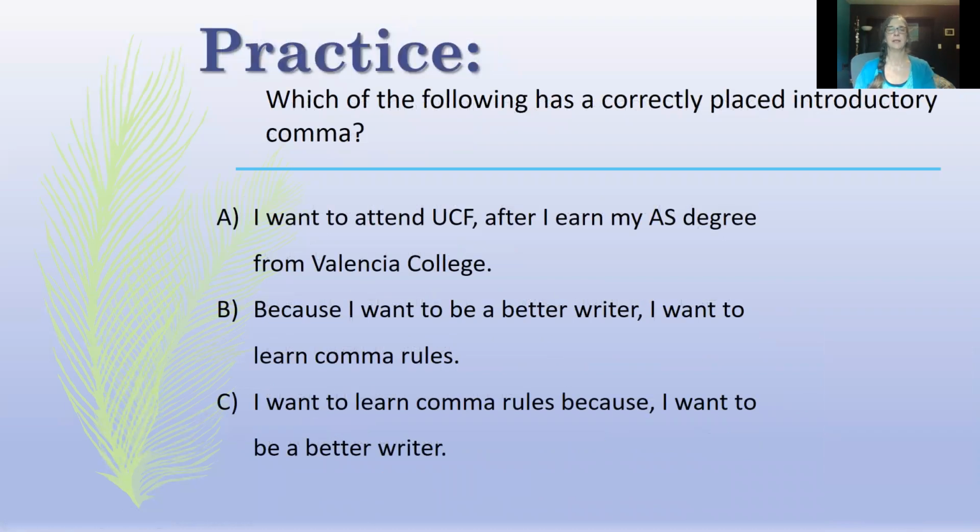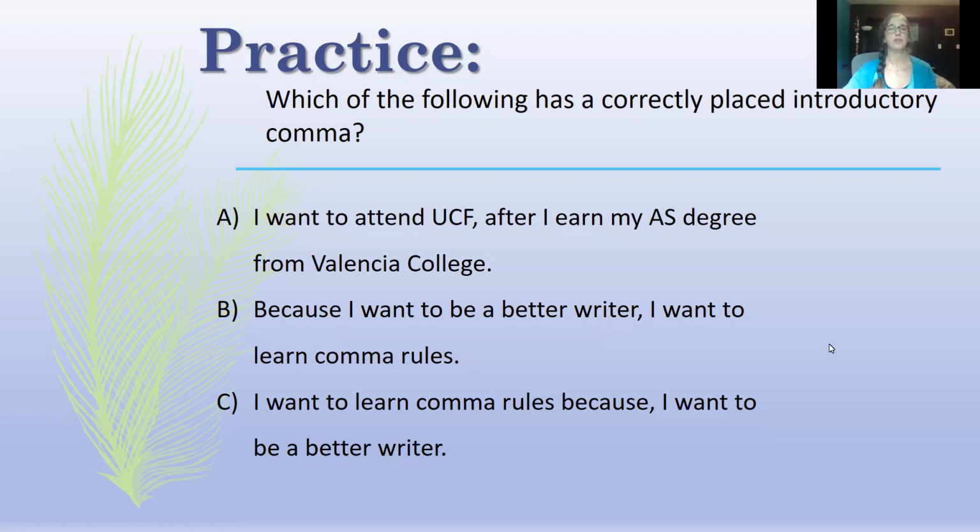Let's practice again. Which of the following has a correctly placed introductory comma? A, I want to attend UCF after I earn my AS degree from Valencia College. B, Because I want to be a better writer, I want to learn comma rules. C, I want to learn comma rules, because I want to be a better writer. Okay, so that one's easy because letter C doesn't sound right, but B would be the correct one.